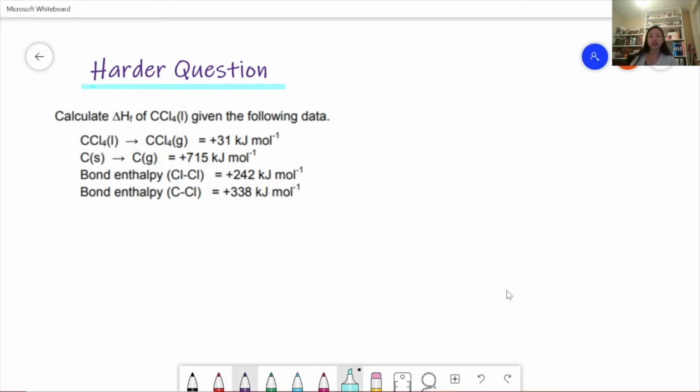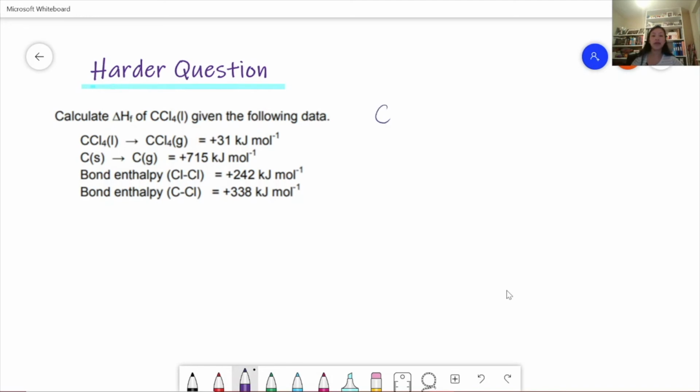And the first thing I'm going to do is to write out the equation for the formation of CCl4. So the enthalpy change of formation measures the enthalpy change when 1 mole of CCl4 is formed from its constituent elements when they're all in their standard states.